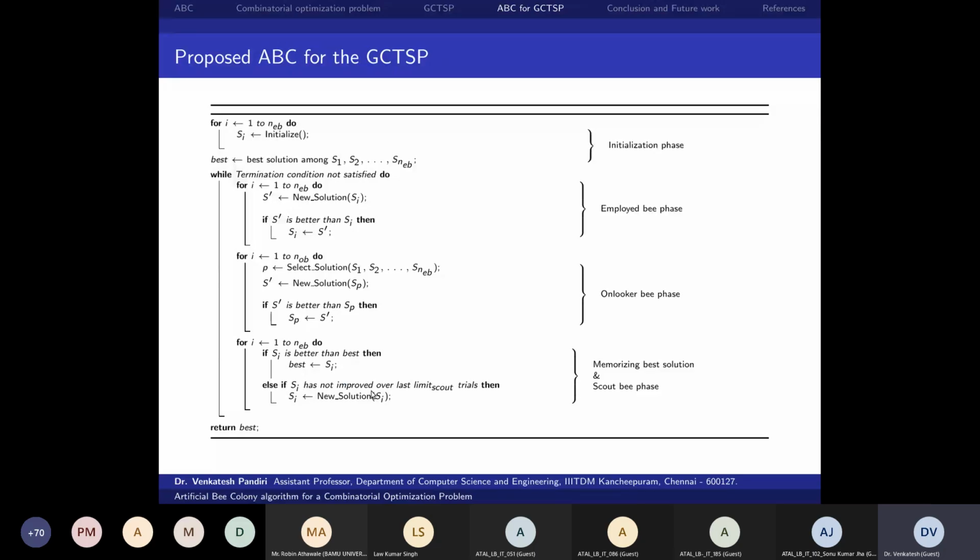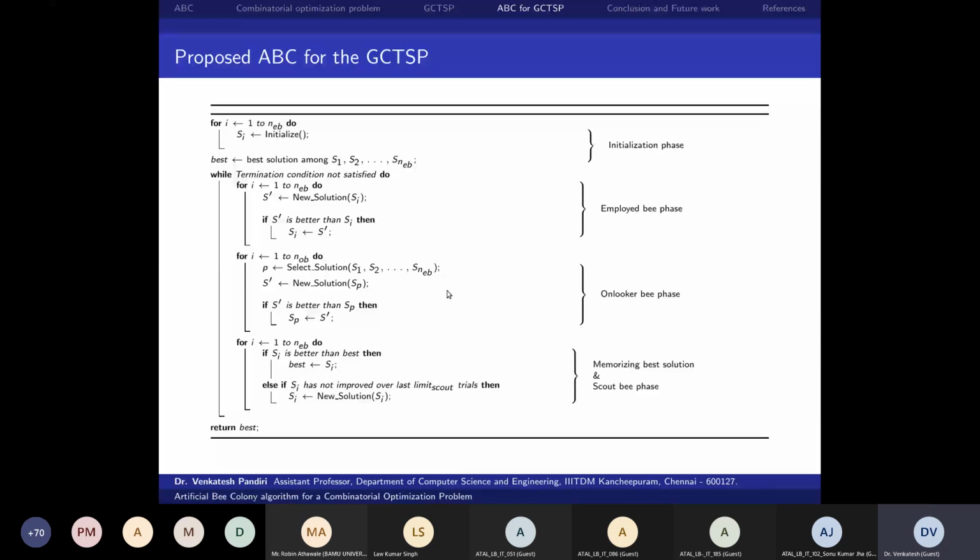And during the scout bee phase, what happens? If any solution has not been improved over this parameter, limit scout, which is also a parameter that may need to be tuned according to our problem, if we are not able to improve a solution this many times, then it will be replaced by a completely new solution, meaning a random solution. That is the scout bee phase. So we will see how the initialization happens in the beginning, and then how the neighboring solutions, these new solutions, are generated in the onlooker bee phase.